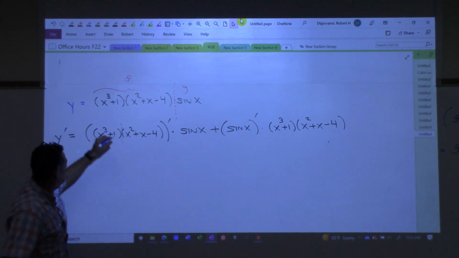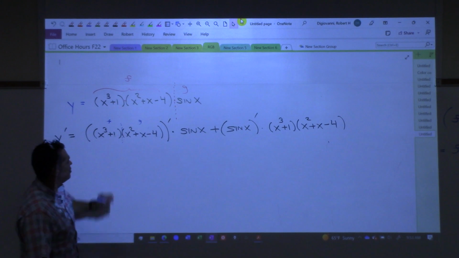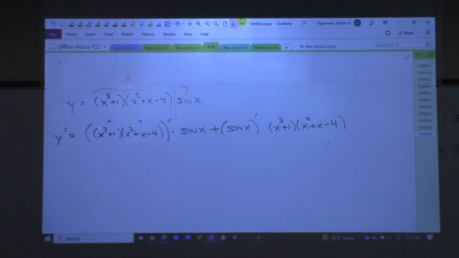So it's like a new thing. It's like a new little f here and a new little g. Then we do our little thing. All right? So we got to keep track of all our parentheses and stuff here. All right?